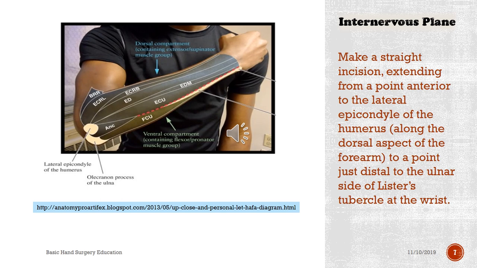This topographic anatomy of the forearm helps the surgeon to distinguish the cleavage plane between the extensor carpi radialis brevis and extensor digitorum communis. Carefully inspect the picture. It's very helpful.